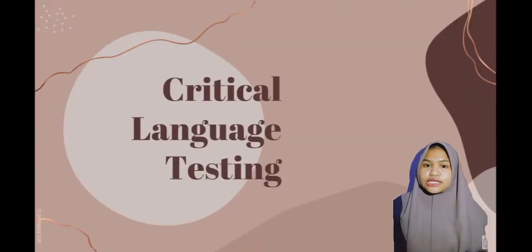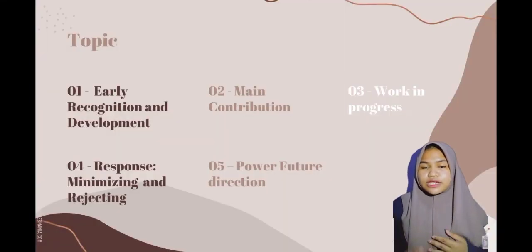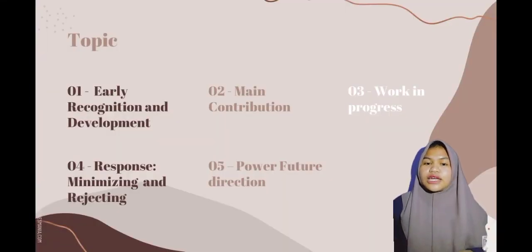As you can see on the screen, our topic today is critical language testing. There are 5 topics in critical language testing. The first is early recognition and development. The second is main contribution. The third is work in progress. And the fourth is response, minimizing and rejecting. And the last is power, future direction.